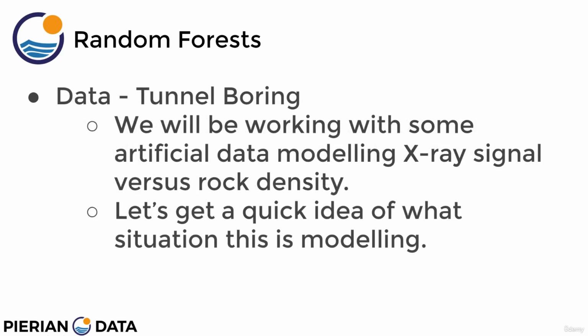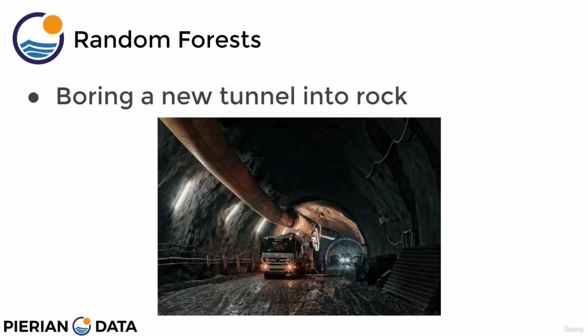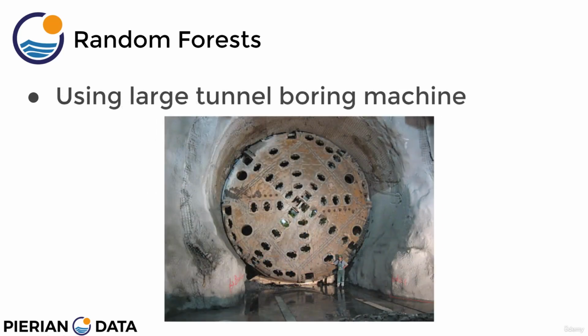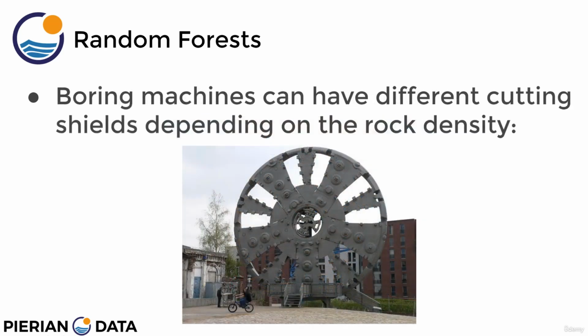In order to do this, we're going to be working with some artificial data, which is modeling X-ray signal versus rock density. Let's get a quick idea of what situation this is actually modeling. So we're going to imagine that we are boring a new tunnel into some rock. And in order to do this, we're going to be using a large tunnel boring machine. And at the front of the machine is going to be the actual cutting shield. That is the actual part of the machine that is cutting into the rock.